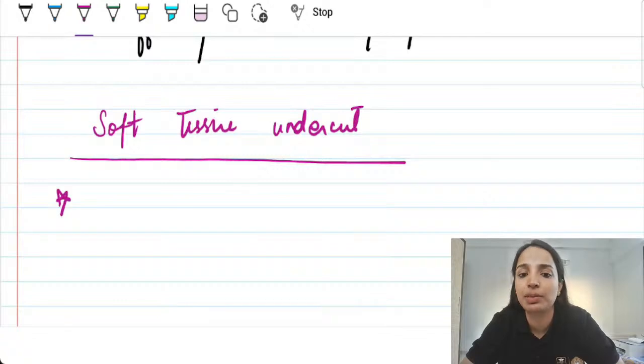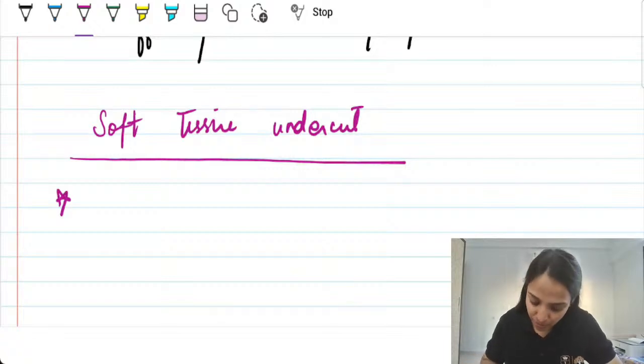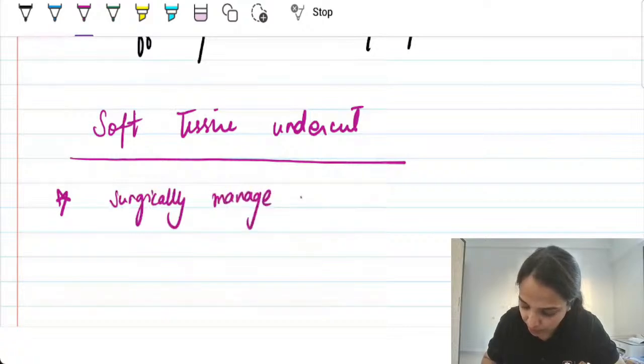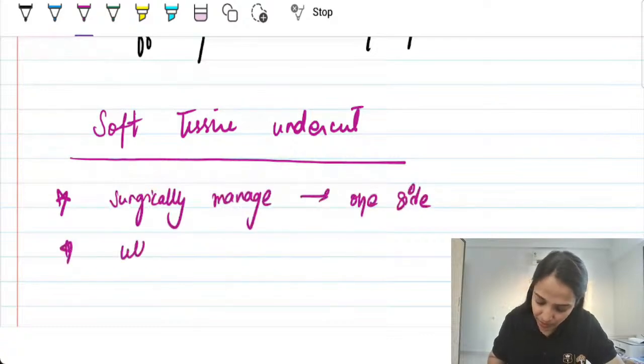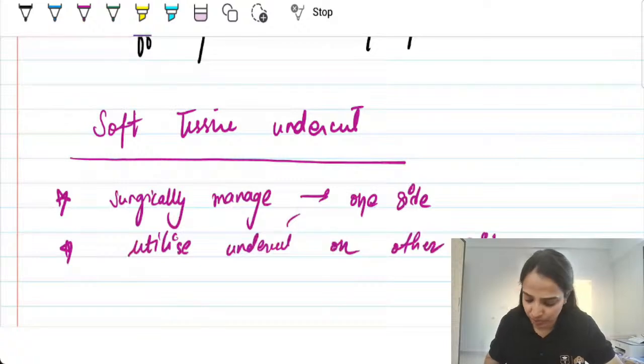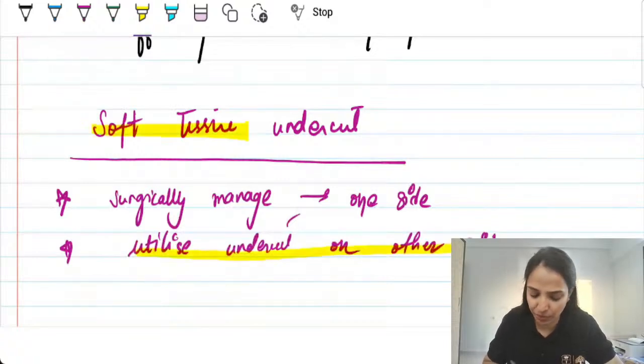But supposedly it happens that you have deep undercuts bilaterally. In this particular scenario, what can you do? When you have deep undercuts bilaterally, then in a case of soft tissue undercut, you surgically manage one side and utilize the undercut on the other side. Right. So, this is the case of a soft tissue undercut.